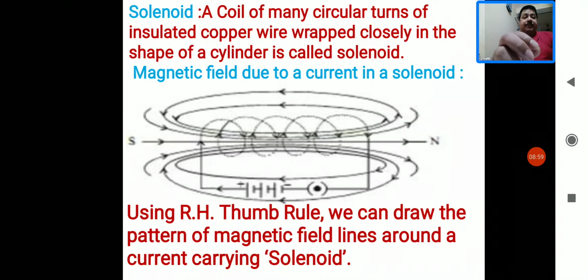Small n means the number of turns per unit length, that is, small n equals capital N upon L. So we have a formula: B is proportional to small n into I, or in place of small n you can take capital N upon L. So B is proportional to capital N into I upon L. That is about the solenoid and the magnetic field around it.